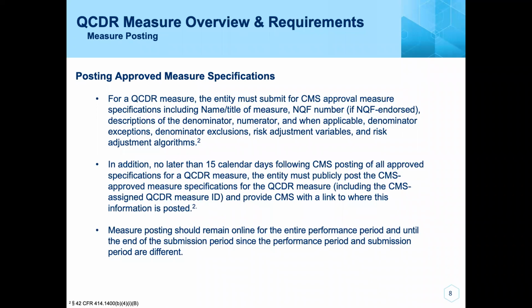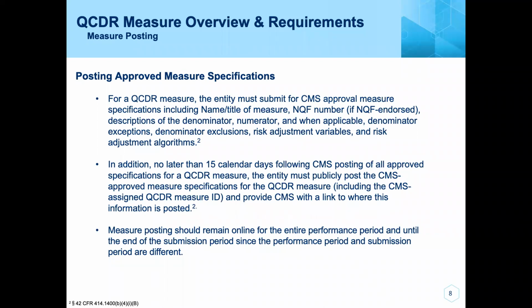At a minimum, this should include the title and description of the measure, denominator, numerator, and if applicable, denominator exceptions and exclusions and numerator exclusions. Also, measure testing data, and if a measure is risk adjusted, those variables and algorithms should also be submitted. These are just a couple examples of the basic requirements, and there are more.